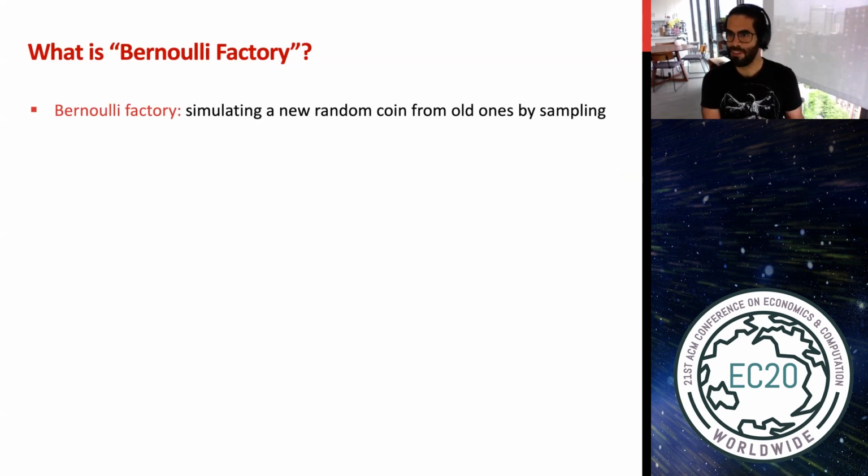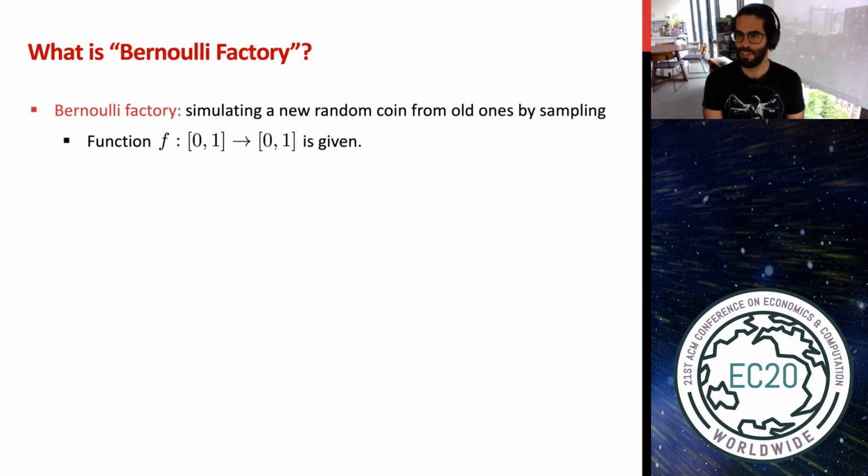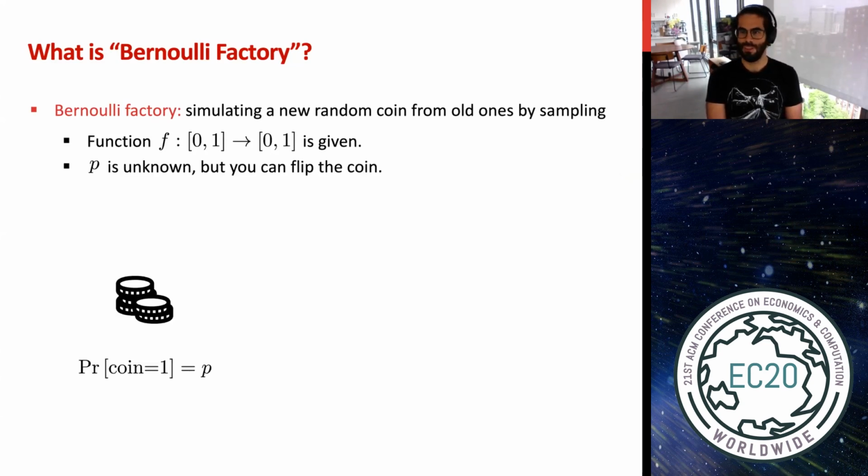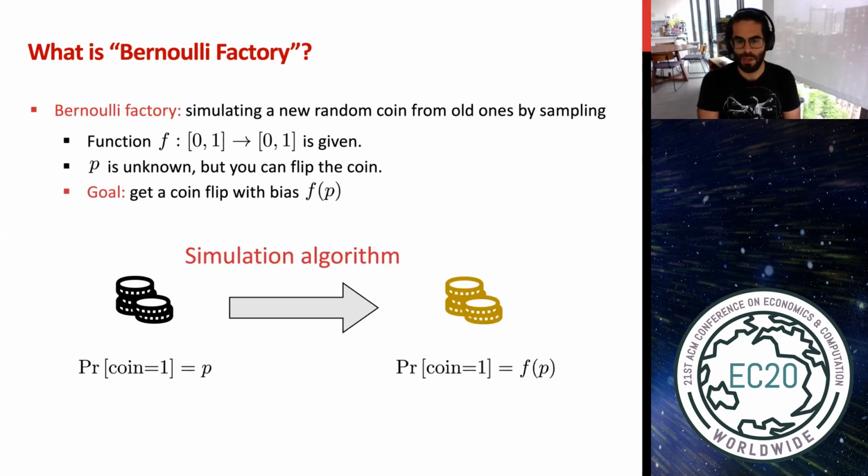So a Bernoulli factory is a cute object. Suppose I give you a function f that maps numbers from [0, 1] to [0, 1]. And suppose there is a coin. The coin has unknown bias. Let's call that p. You don't know that bias. And I ask you the following question. Can you flip this coin, maybe as many times as you want, so that you generate a new coin with a bias equal to f(p) without knowing p?